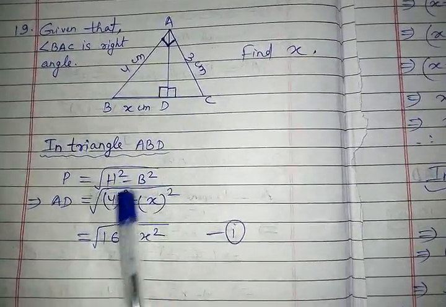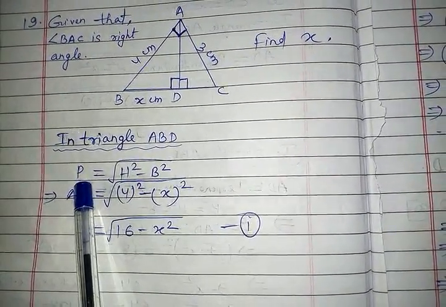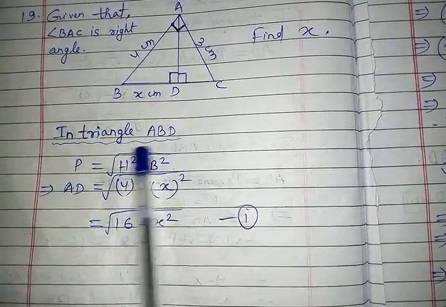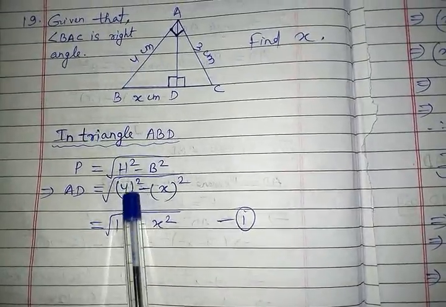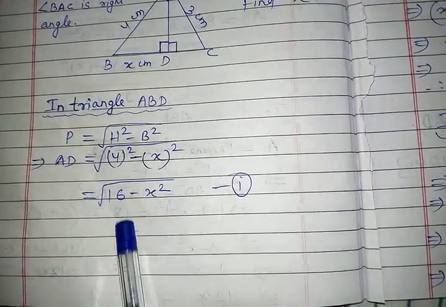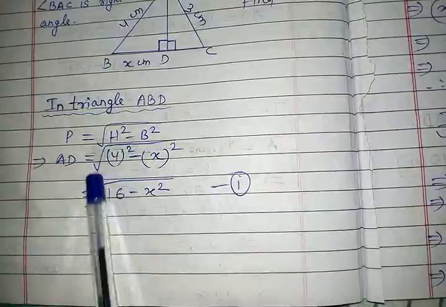ABD, this triangle. Here I have used the formula of perpendicular is equal to root over h square minus b square. Here perpendicular is AD. So AD equal to root over 4 square minus x square. 4 square is 16, so root over 16 minus x square. I have kept this as equation 1 here.